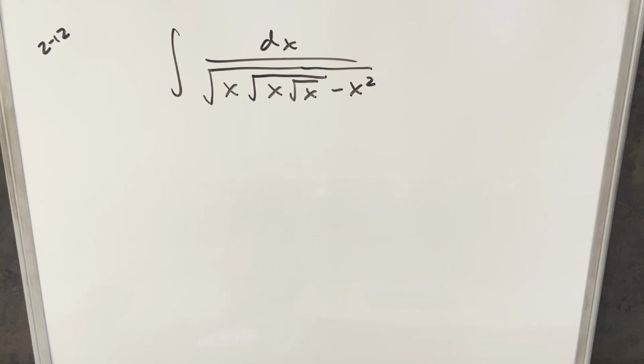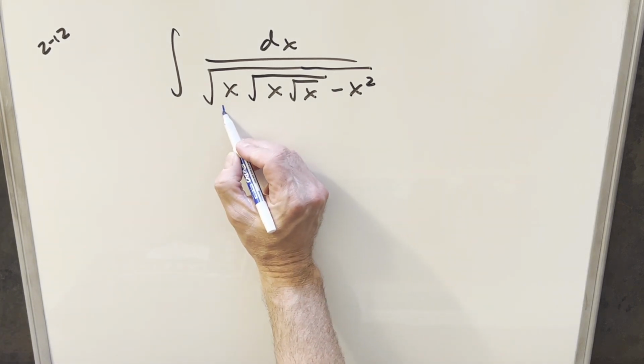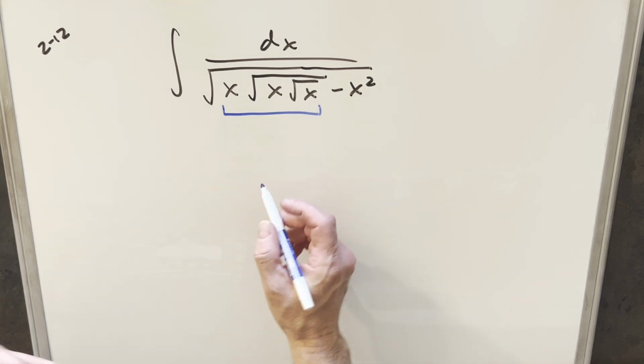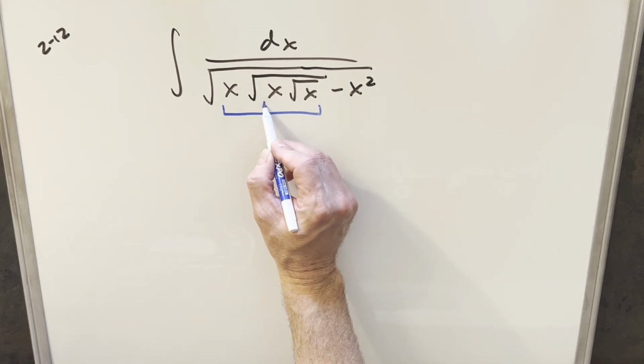Okay, when I first saw this, I thought maybe it was one of those infinitely nested radical situations, but it's definitely not infinitely nested. We really just have 3 x's right here, and we can combine these and simplify it. So to start, let's go all the way to the innermost term.